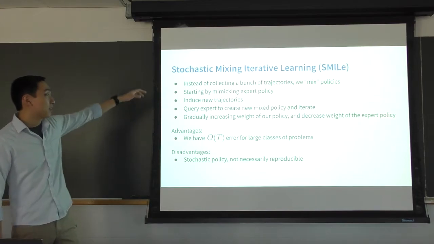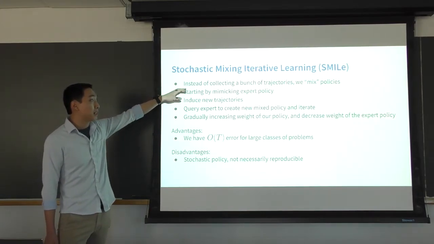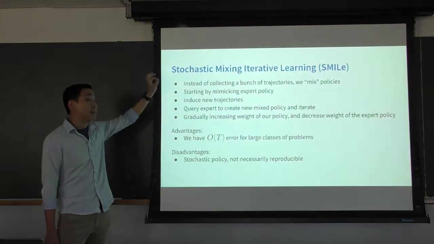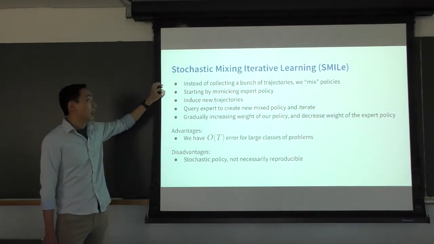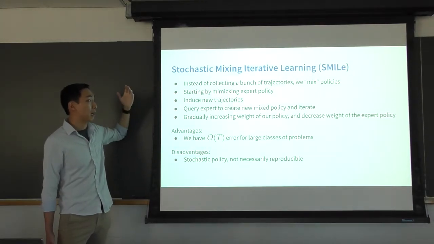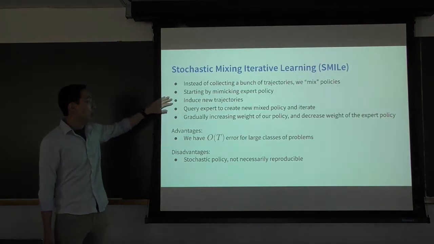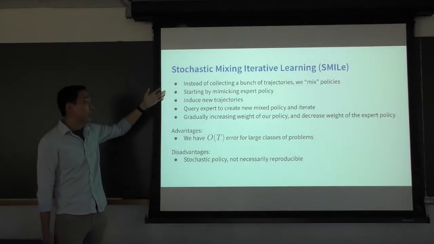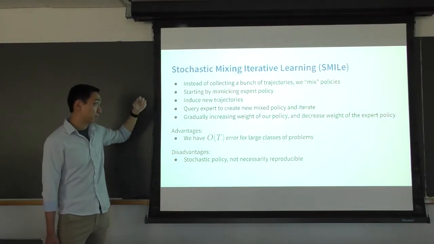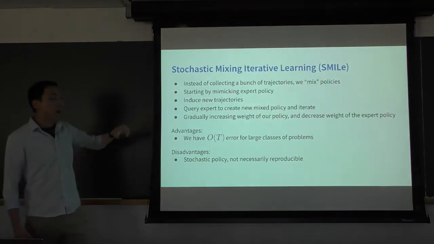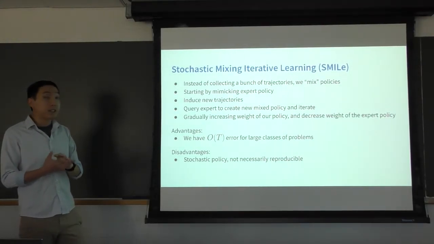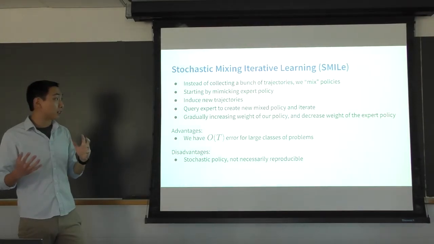So yeah, instead of in the DAgger case, where you collected a bunch of data on trajectories, we mix policies. You start off maybe by mimicking the expert policy, or you can also start with a random policy. It's up to you. Using this mixed policy, you can induce new trajectories in the environment. And once you have these new trajectories, you can go and ask the expert, what should we do in every single state?